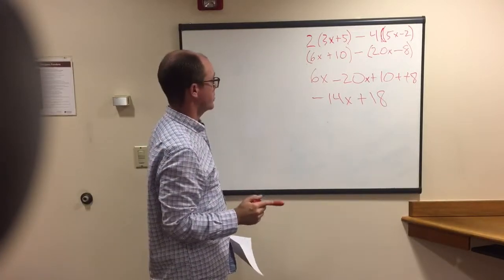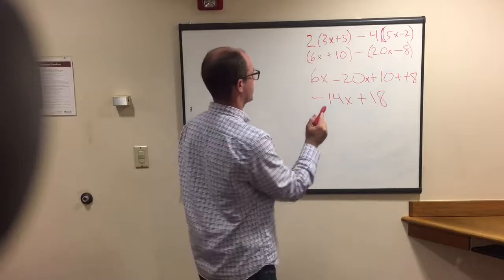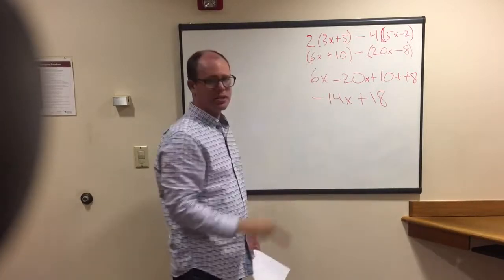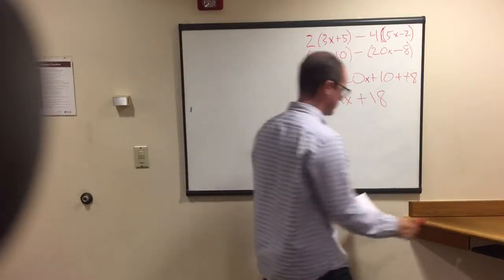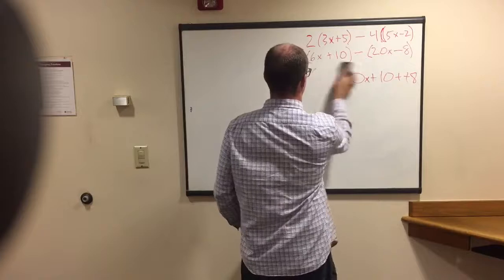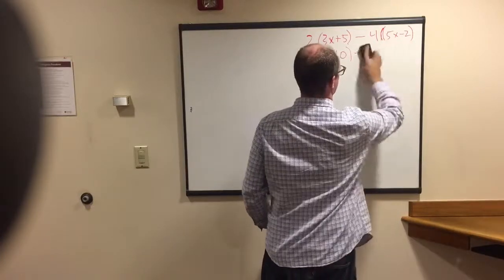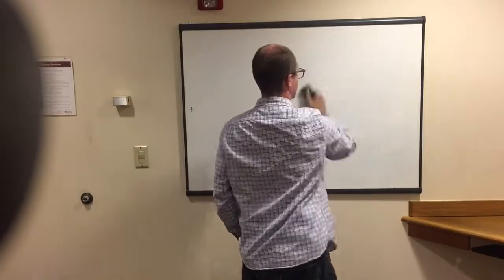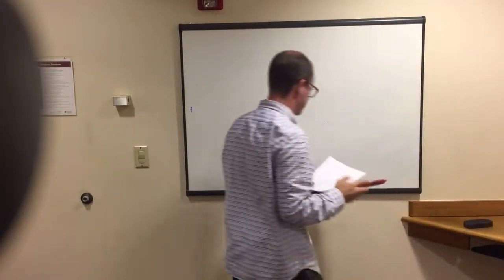So not too complicated. Probably the only possible thing you could get mixed up here was maybe the 10 minus negative 8. Besides that, use your distributive property, and we are good to go. All right, so that's the first one, equations with one variable. And let's do one more.